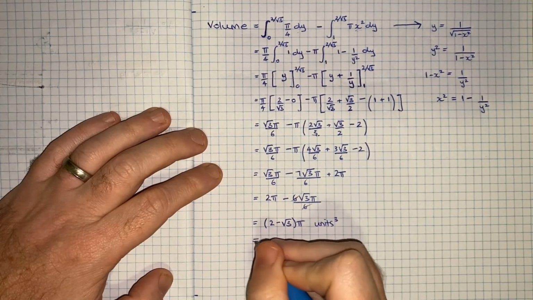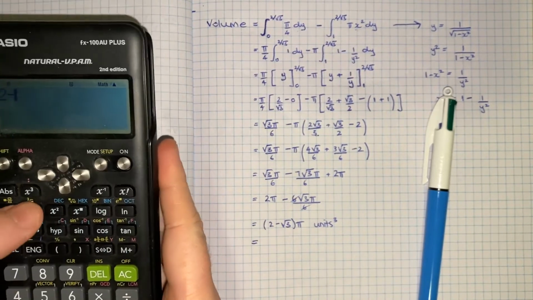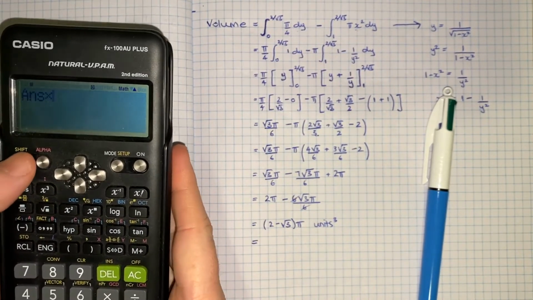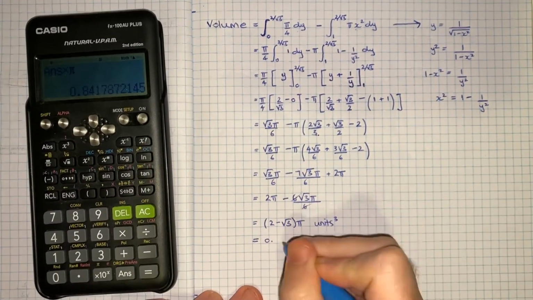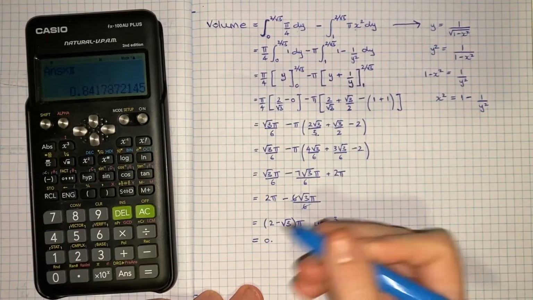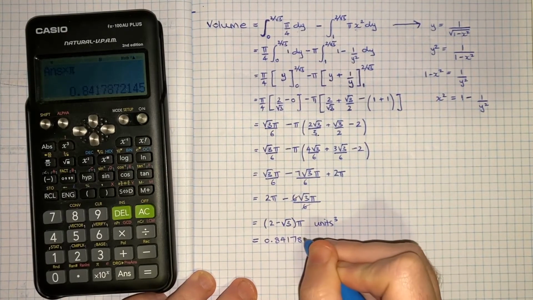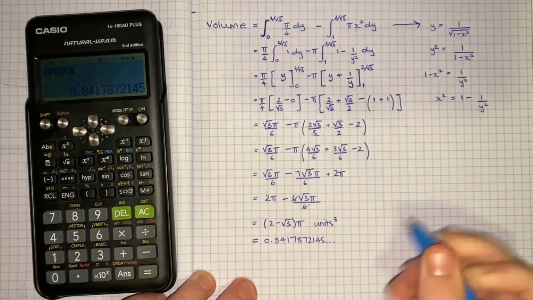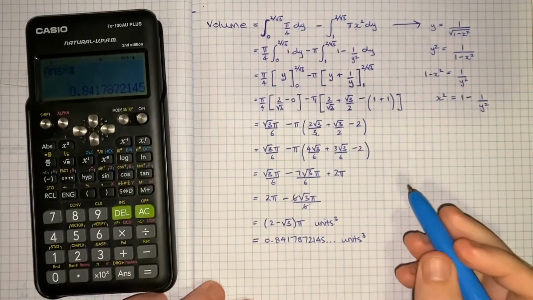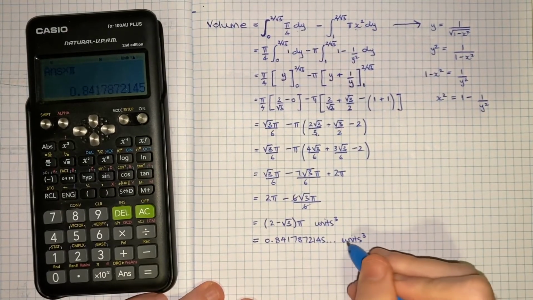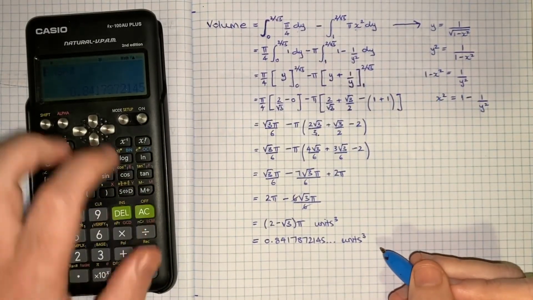If you wanted to, or if you were asked to, you could then pull out the calculator, and we do 2 minus the square root of 3 times pi, and you get, I'll just write it all out, but you'd probably be told what to round to, 0.84178 72145 and so on, and again units cubed. So we're not actually told units in these questions, and that's quite typical, so we just keep it in the generic units cubed. Boom! So there you have it. That's how you do that volume of revolution question.